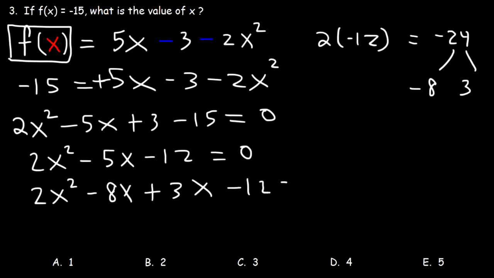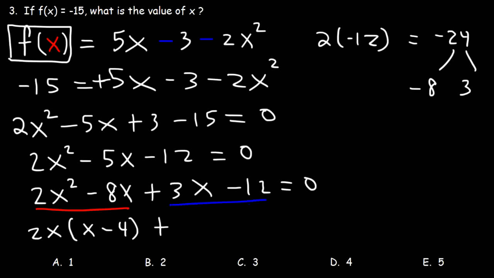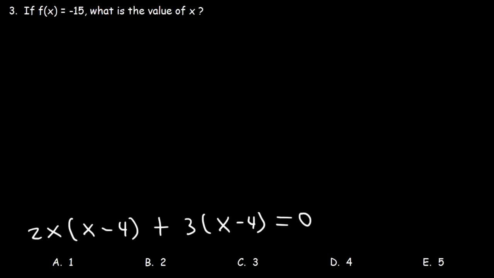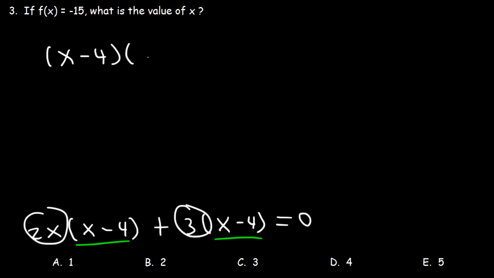And then we could factor by grouping. So let's take out the GCF in the first two terms, and that's going to be 2x. 2x squared divided by 2x is x. Negative 8x divided by 2x is negative 4. And now, in the last two terms, let's take out a 3. And so this is what we're going to have. Now we can factor the GCF, which is x minus 4. If we take that out, we'll be left with 2x plus 3.